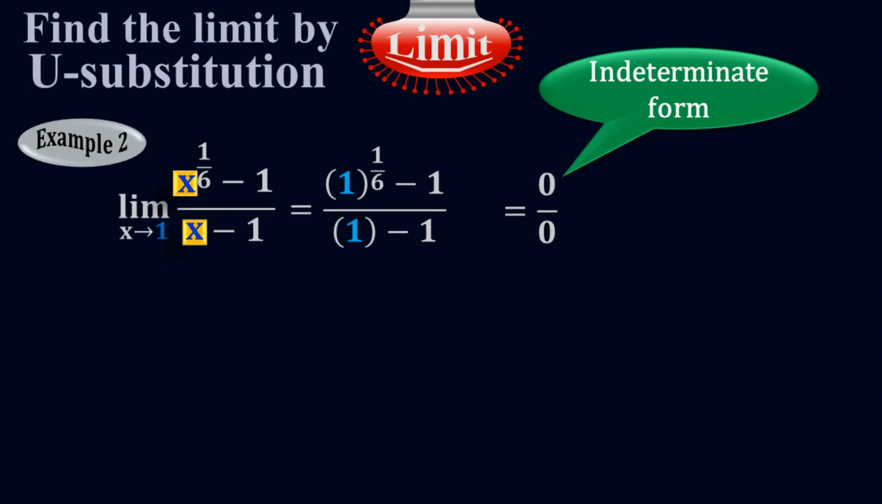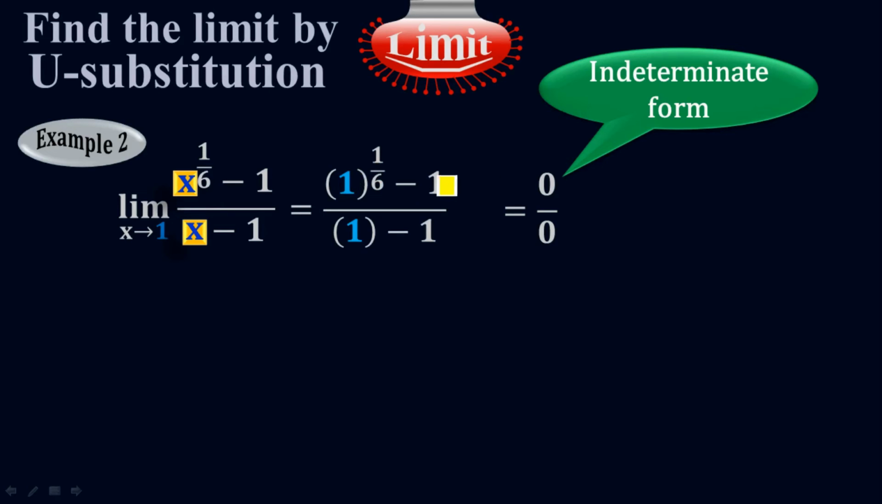And I absolutely don't need an indeterminate form. I must avoid 0 in the denominator. I was just trying the direct substitution method here. When I directly put x equals 1, because x approaches 1, so 1 to the 1 over 6 is 1. No matter how big a power you take of 1, ultimately it equals 1. So 1 to the 1 over 6 equals 1.